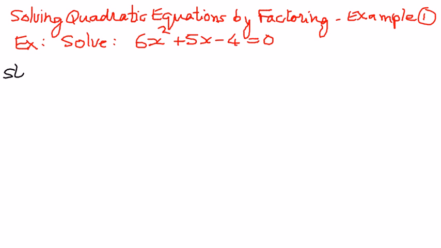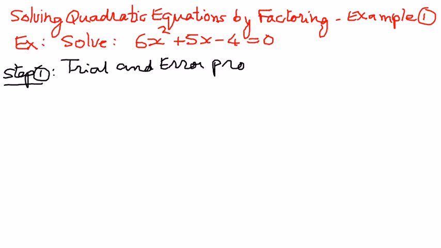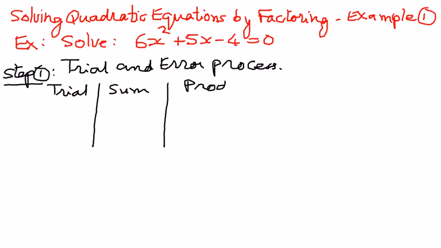Step number 1. We will use the trial and error process first. Let me write that here, trial and error process. In here we are saying we want to try two numbers, and the sum of those two numbers should equal the middle term, and the product of the same two numbers should equal A times C. That is, let me write that here.